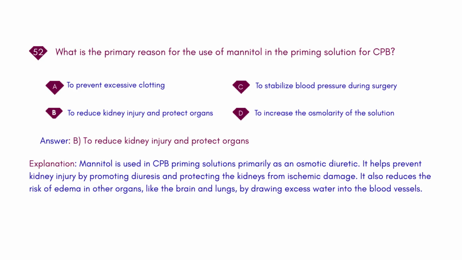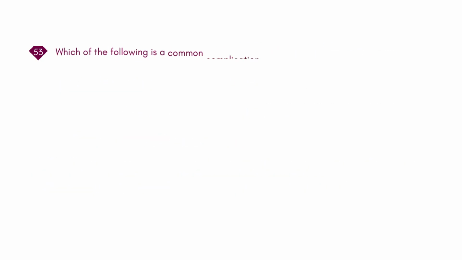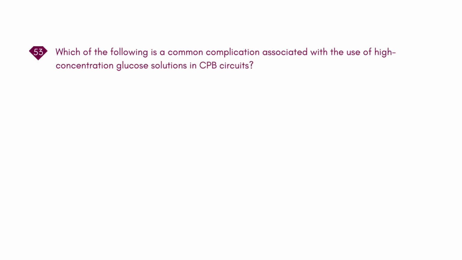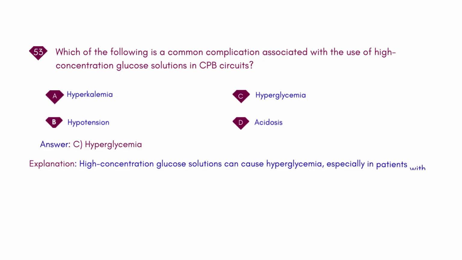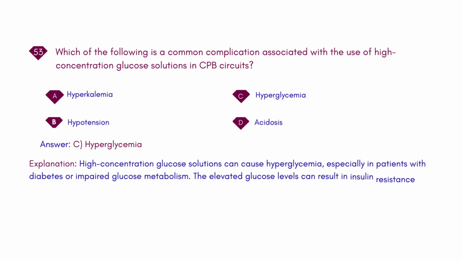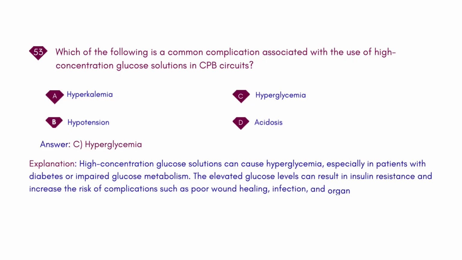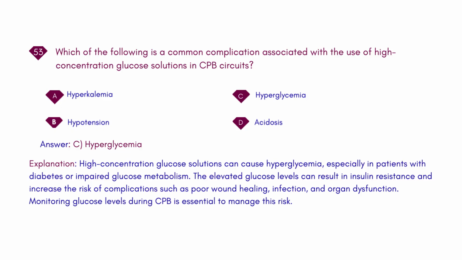Which of the following is a common complication associated with the use of high-concentration glucose solutions in CPB circuits? A. Hyperkalemia. B. Hypotension. C. Hyperglycemia. D. Acidosis. Answer: C. Hyperglycemia. Explanation: high-concentration glucose solutions can cause hyperglycemia, especially in patients with diabetes or impaired glucose metabolism.